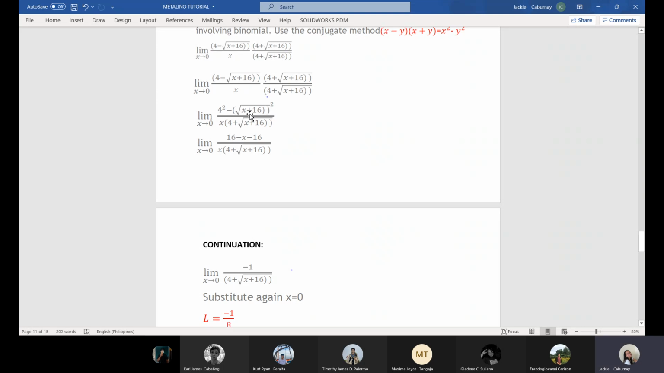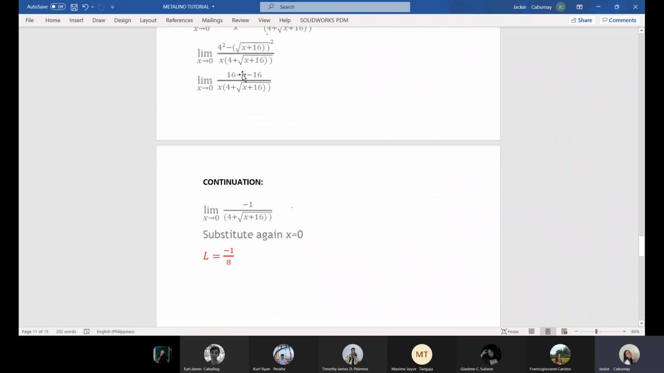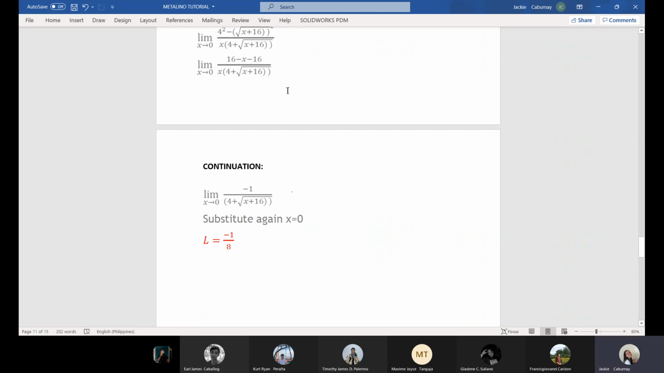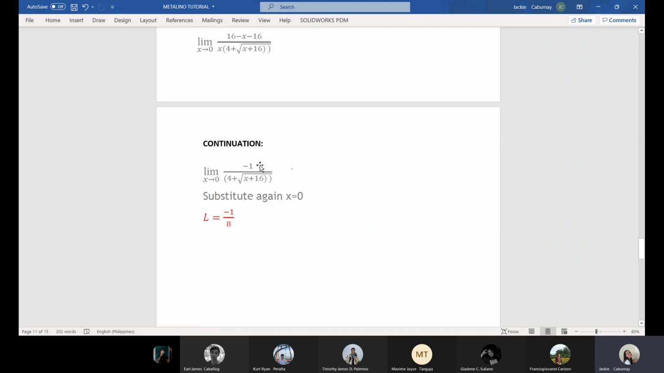So, you now solve, simplify, multiply. You get limit of 16 minus x minus 16 over x times the quantity of 4 plus square root of x plus 16. So, continue. You solve 16 minus 16, which cancels out. So, you are left with negative x. Since there is x in the denominator, you can cancel it out, and what is left in the numerator is negative 1.